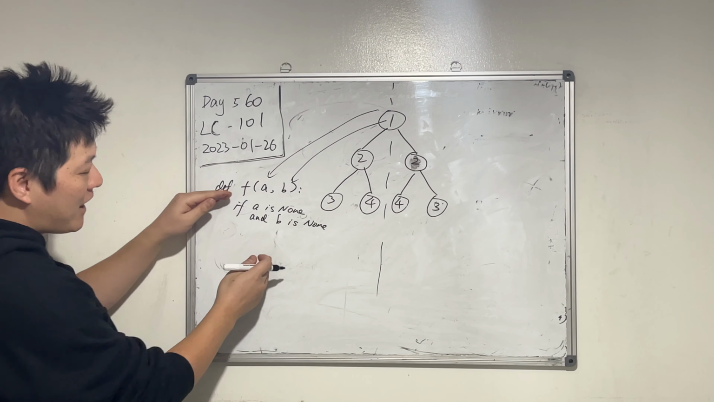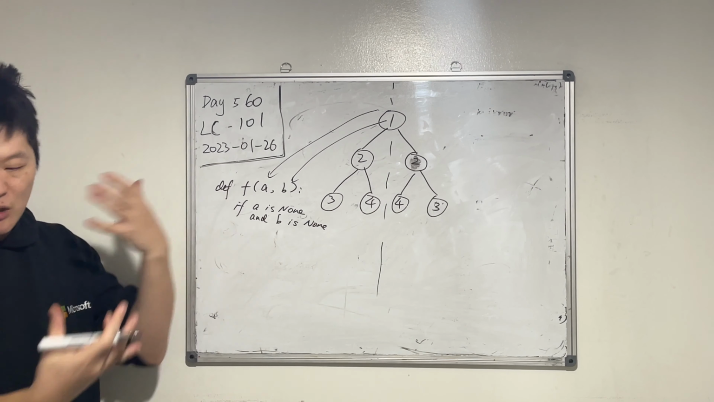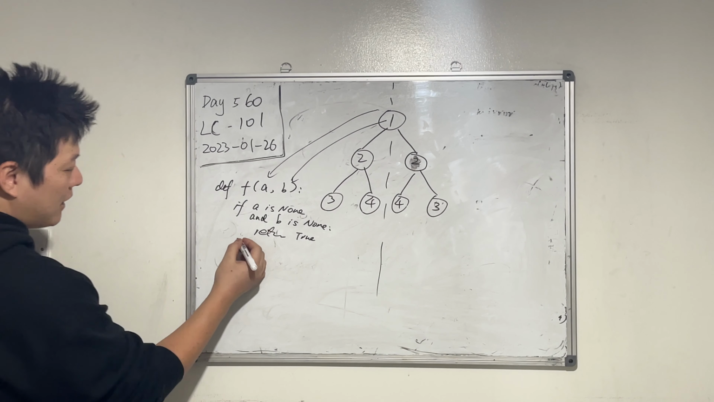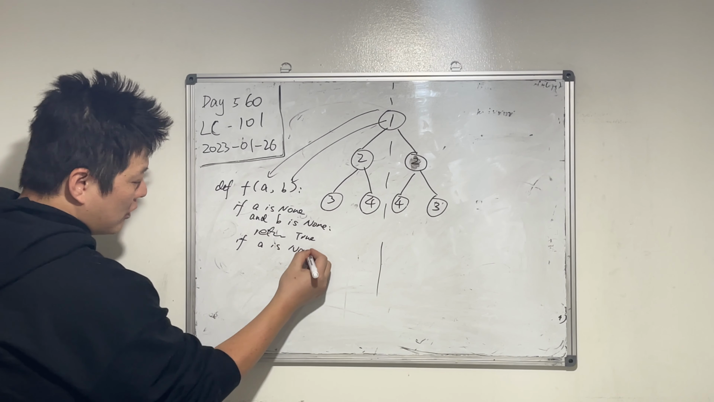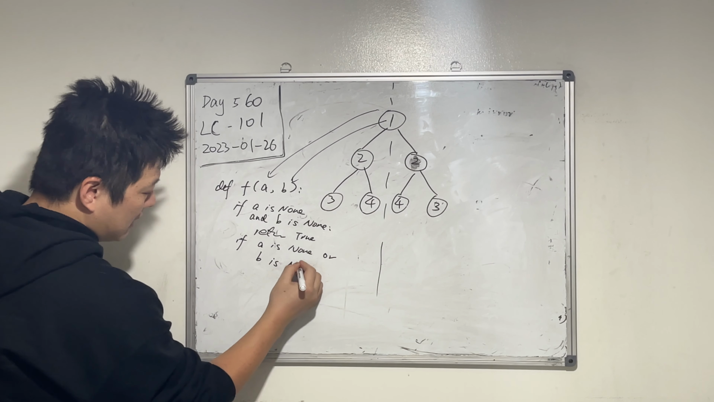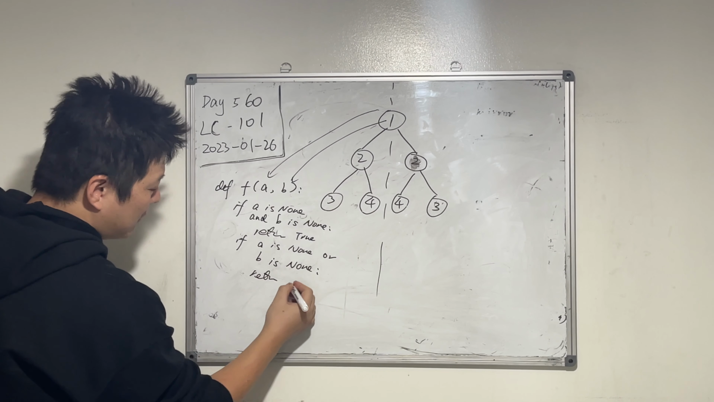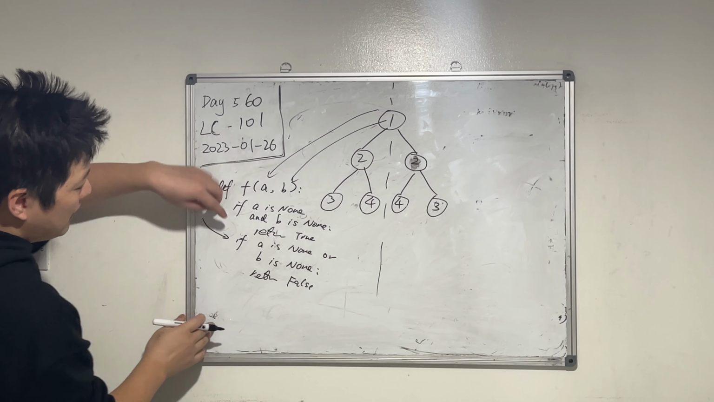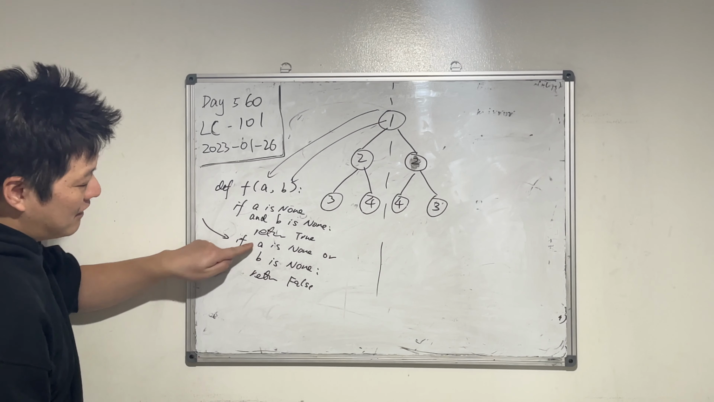So A and B. If A is none and B is none, both are empty, then we return true. An empty tree is symmetrical. If A is none or B is none, then we return false. At this point, either A is none and B is not none, or A is not none and B is none, because the case where both are none is checked above. If one of them is empty, we return false. Obviously, an empty tree and something else is not symmetrical.